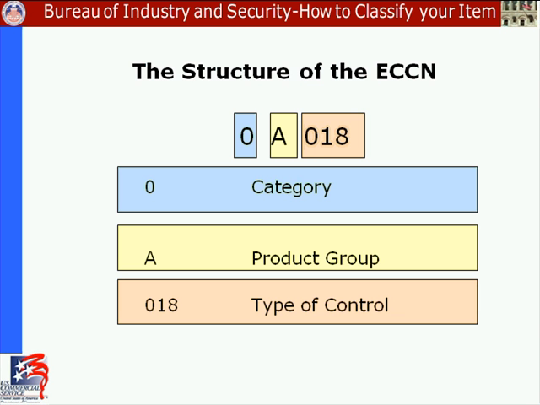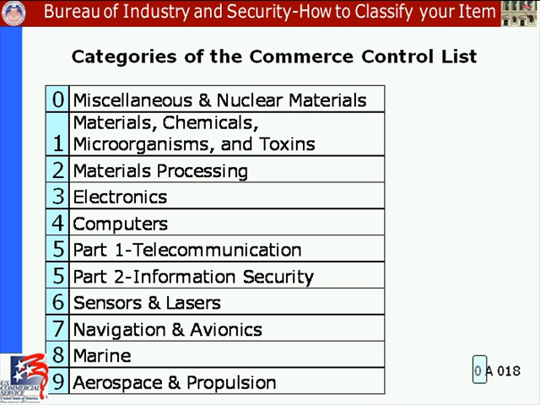And then we have category 0, which also has a few nuclear items, like ultrasonic testing equipment, just a few in category 0. Now, category 1 is what we call the materials category. And it includes aluminums, titaniums, also including biomaterials such as toxins or bacteria.